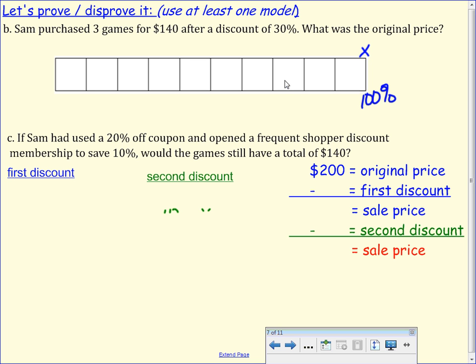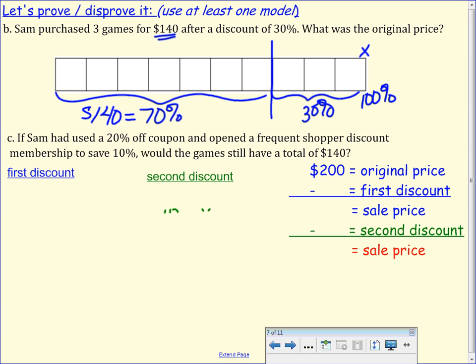Now they're talking about 30%. So this is the 30% that they took off. They took that 30% off. This is the 70% that I paid for. So if I paid 70%, I paid $140. So I had to take that $140 and split it up into those 7 boxes that represent the 70%. So what is the constant? What is each box worth? If $140 equals 70%, 20. So 20 is my constant.